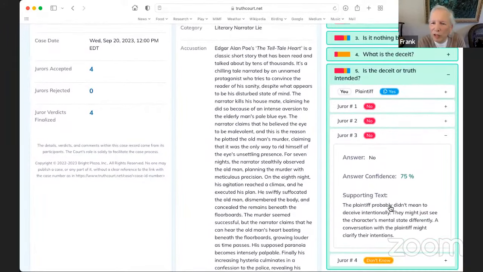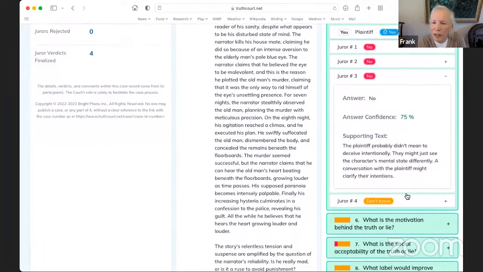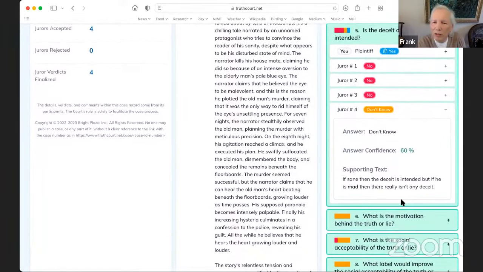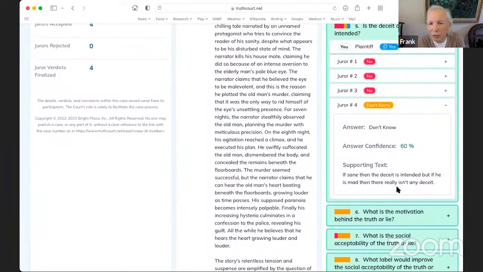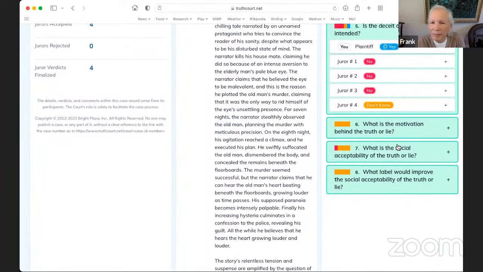Juror number 3 said no. The plaintiff probably didn't mean to deceive intentionally. They might just see the character's mental state differently. A conversation with the plaintiff might clarify their intentions. Okay. Juror number 4 says don't know. If sane, then the deceit is intended, but if he is mad, then there really isn't any deceit. That's a good point. That's an interesting point.